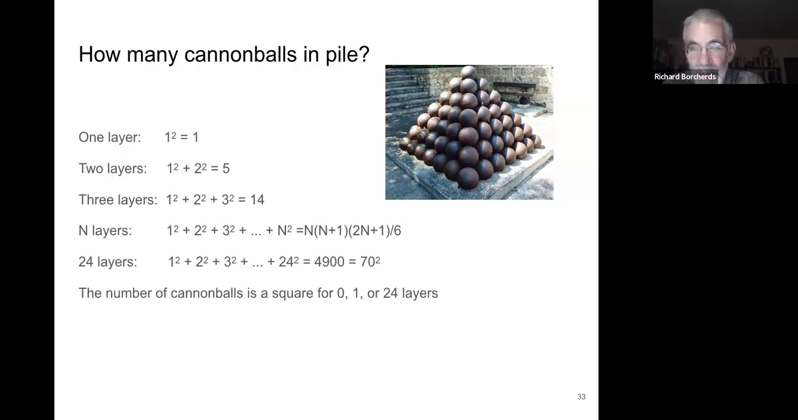And now you can ask, when is the number of cannonballs a square number? And apart from the trivial case when there's only 1 cannonball or 0 cannonballs, there's only one solution, and that's when you have 24 rows, and the sum of the squares from 1 to 24 is 70 squared. Now we can use this to construct Conway's group.